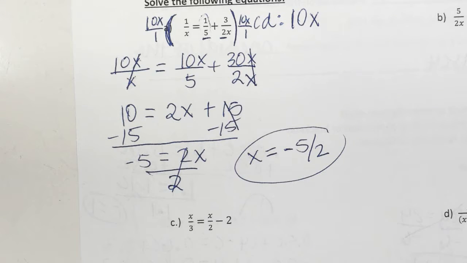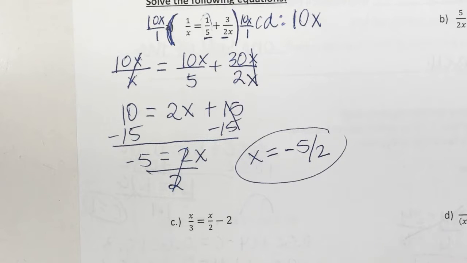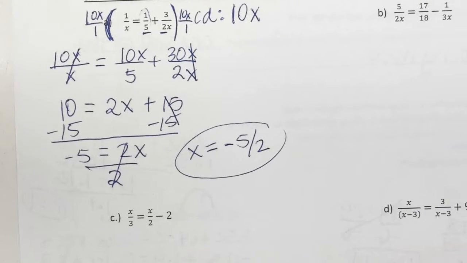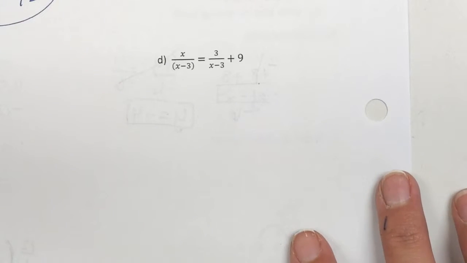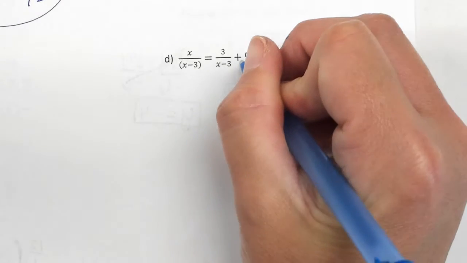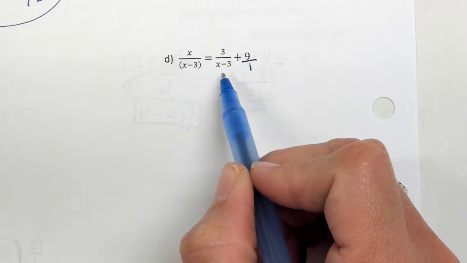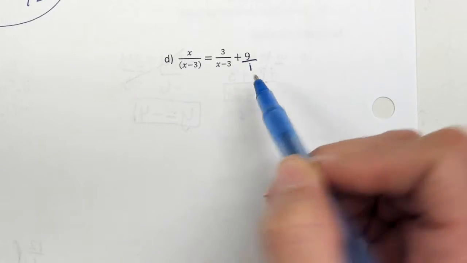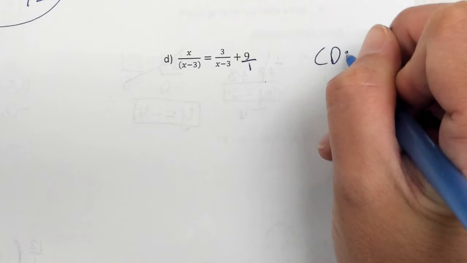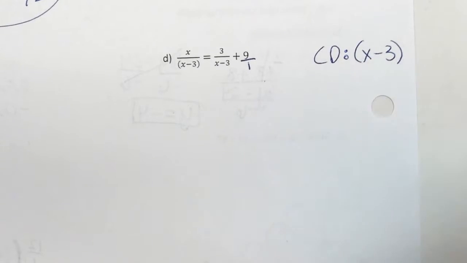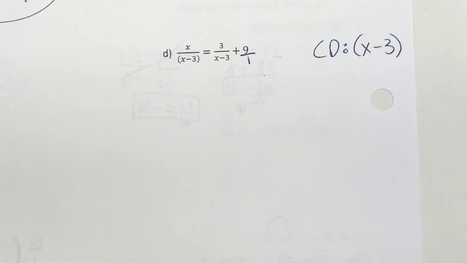Alright, let's do one more together, then you're going to do some on your own. Let's go to part D. Not numbers, part D. Alright, there's 3 denominators. Name them. X minus 3, X minus 3, and 1. What's the common denominator? Good. X minus 3, right? Easy enough.